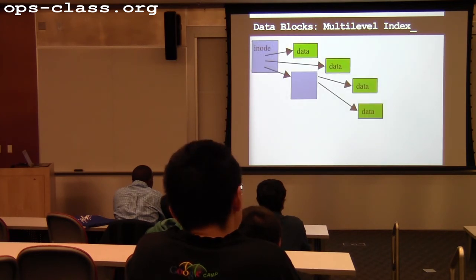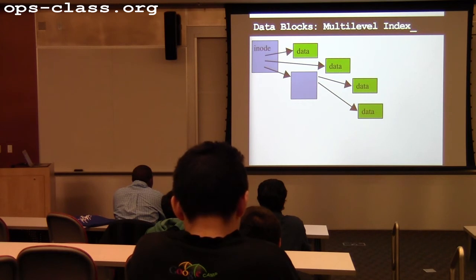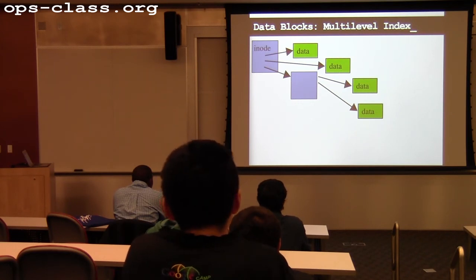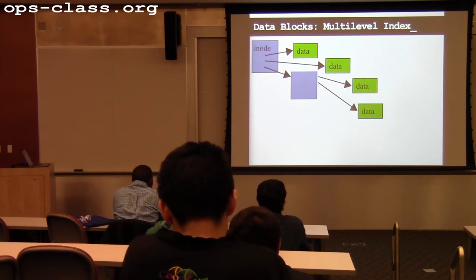So here's an example, and this is a pretty easy example, but you can imagine how this scales. So I have my inode. How many direct blocks does this inode have? Two, right? So there are two data blocks that are linked directly from the inode itself.